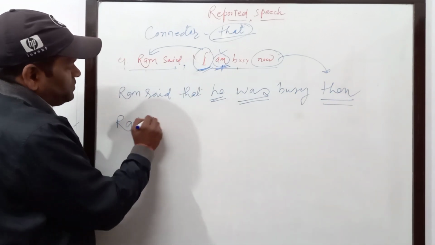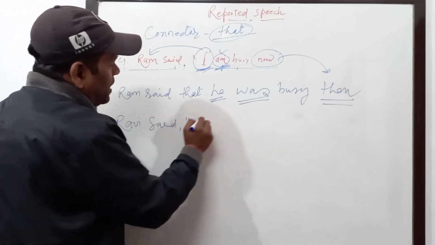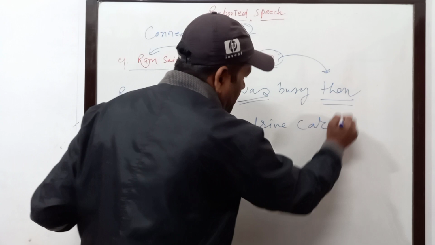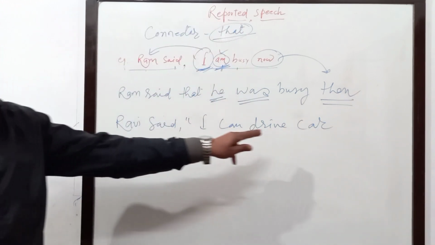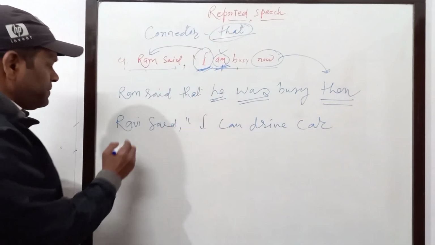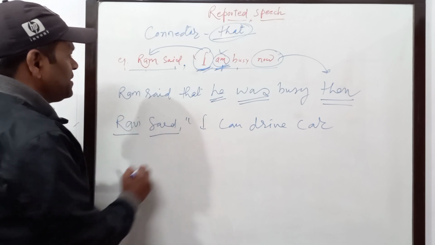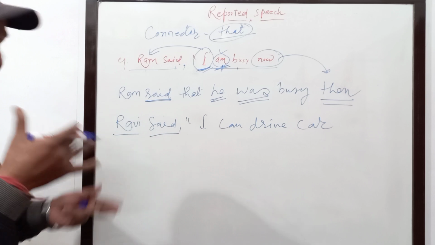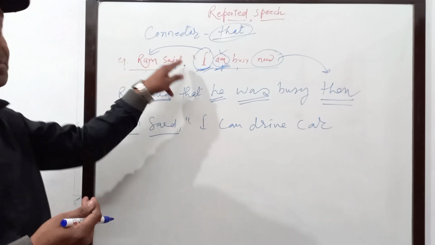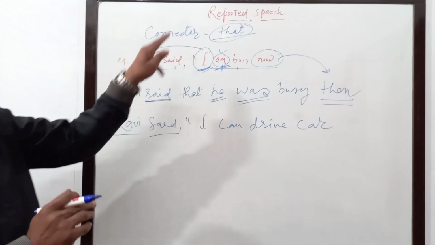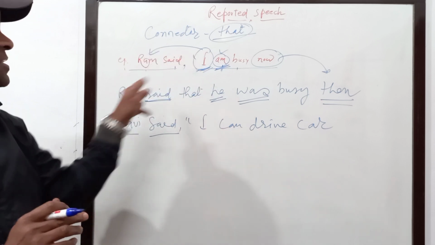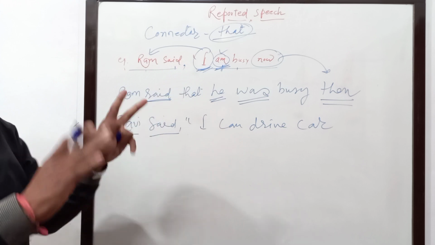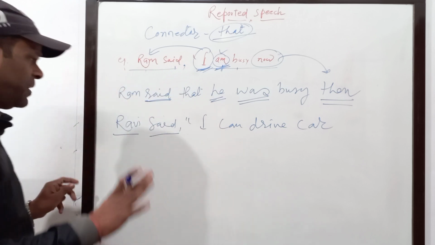Ravi said, I can drive car. There you see again, Ravi is the speaker, said is the reporting verb. One more thing: said can be changed into told, but it is not mandatory, only when an object is mentioned there. If it is Ram said to me, then you have to write Ram told me. But if it is written only Ram said, then you can just write said. It is not a big issue.